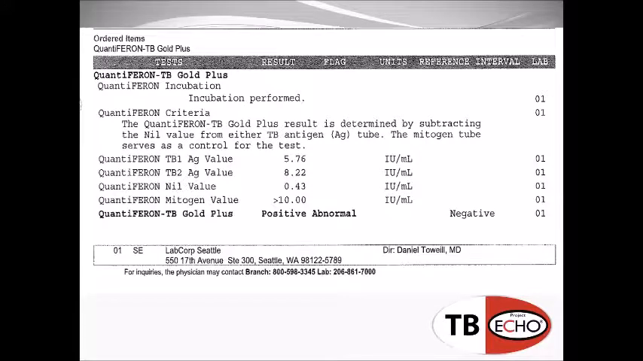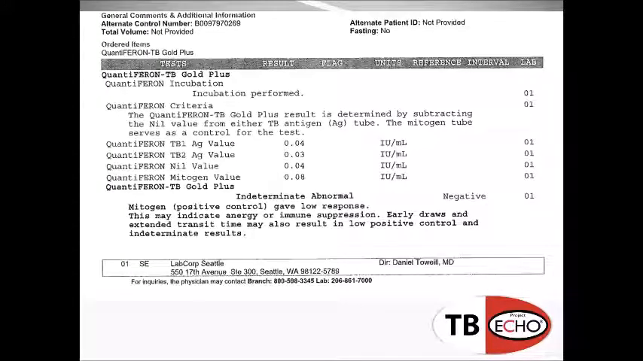Next example, the TB1 is 0.04, TB2 is 0.03, the nil is 0.04, that's a good result, but the mitogen is 0.08, which is under 0.5, so that is an indeterminate result.